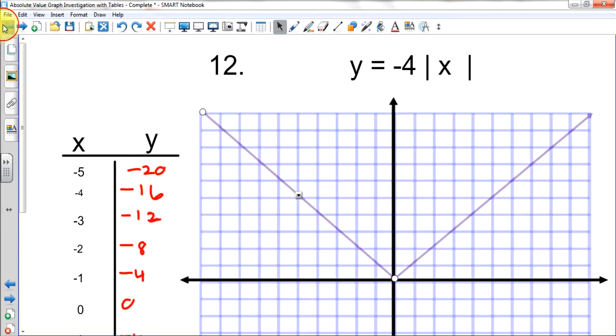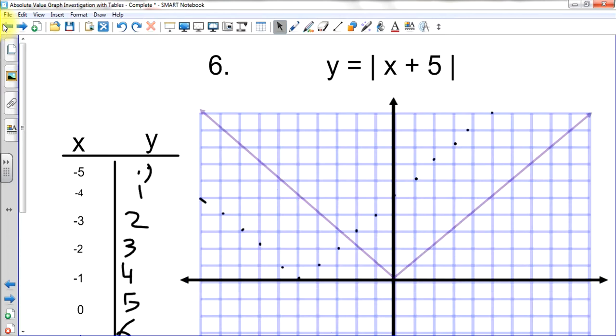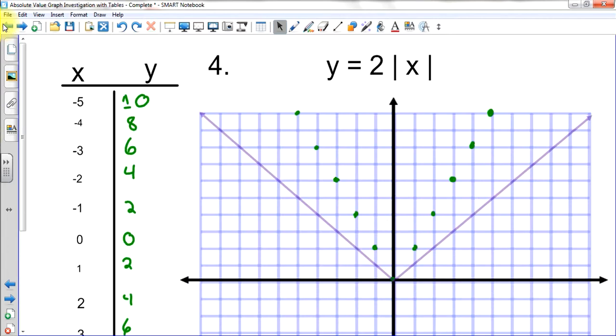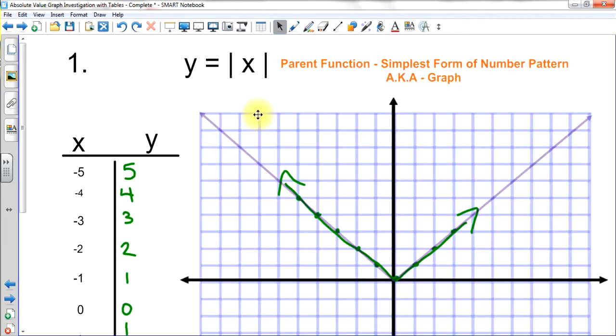Okay, so I'm going to come back through here. Do you guys see a lot of similarities? There are differences. Okay, and we're going to talk about what that means. To do that, though, I'm going to compare it to this parent function here.